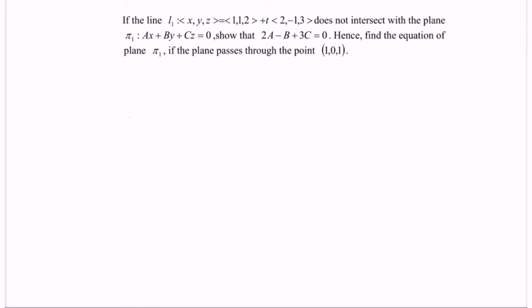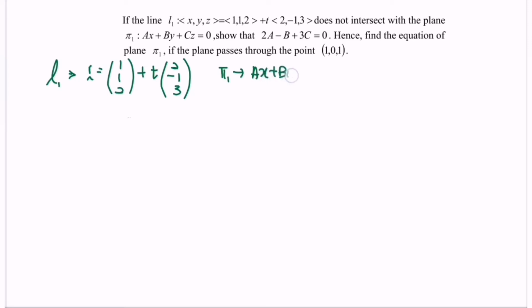So first, kindly rewrite the situation for the line L1. We have r equals (1, 1, 2) plus t times the vector (2, -1, 3). Next, we have pi1 named ax + by + cz = 0. Continue, they said does not intersect, which means that we have to make use of the direction of the line L1 and also the normal, A, B and C.